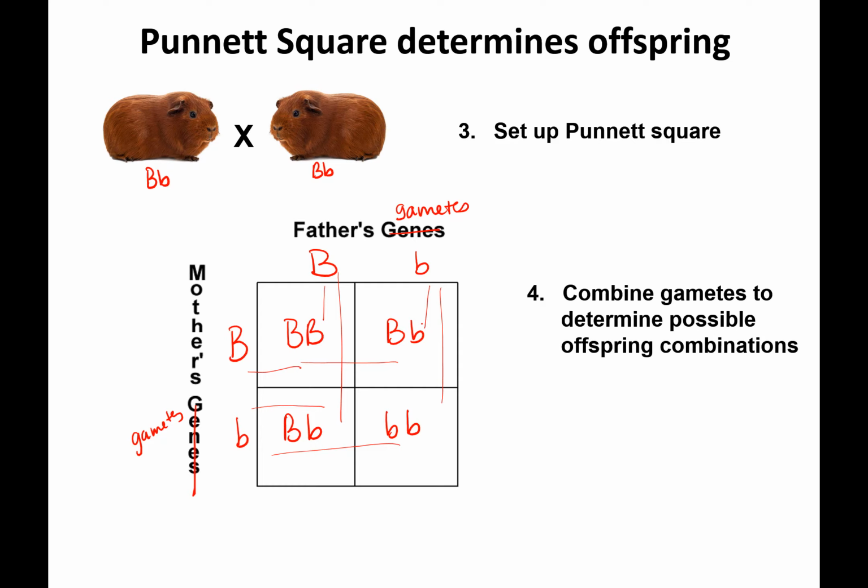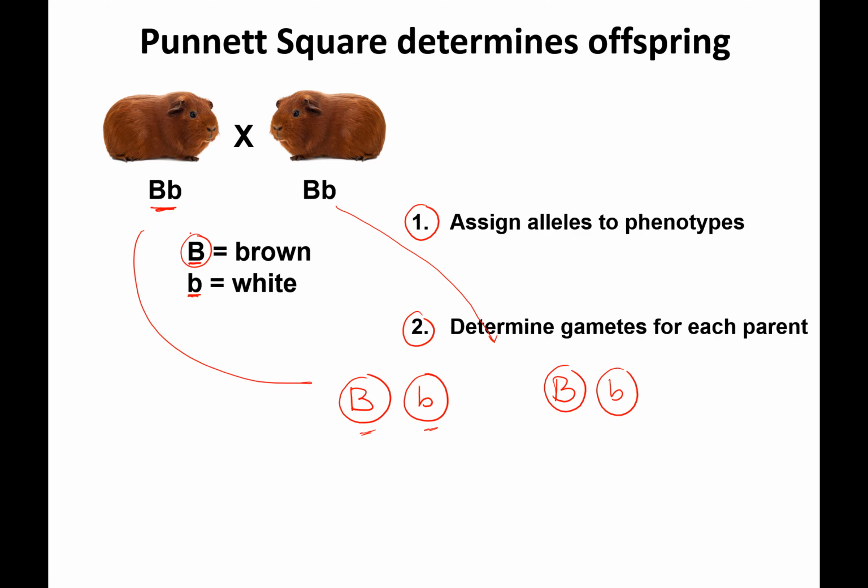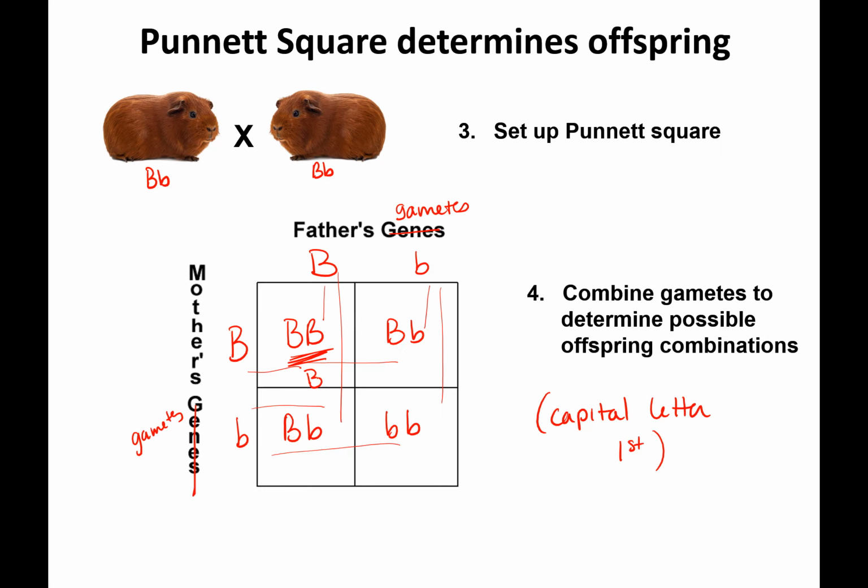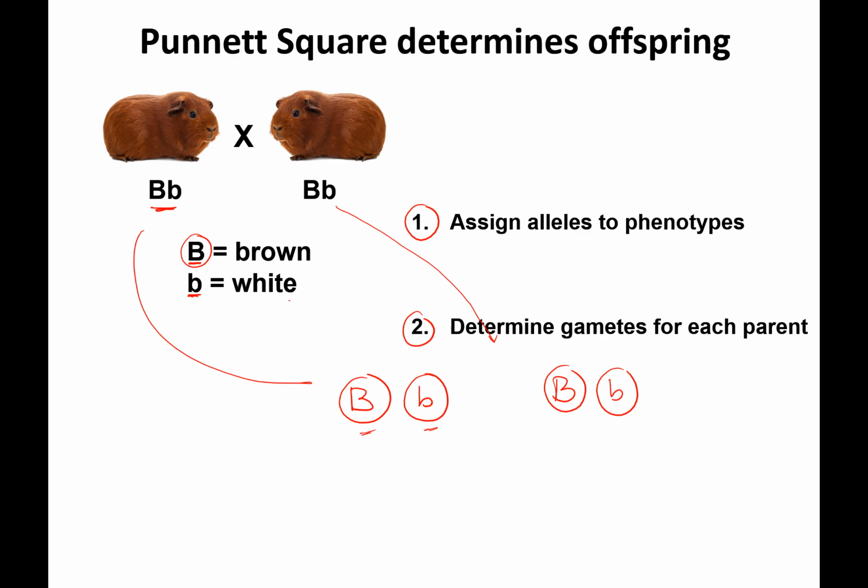Now you have diploid offspring. Remember to always write the capital letter first. Doesn't matter if it comes from mom or dad. Then the last step is to interpret the phenotype. So big B, we know back here that big B equals brown. So we're going to know that this guinea pig is brown. This guinea pig also has a dominant allele, so it will be brown, and another brown one. And here we have our homozygous recessive, which we said makes a white guinea pig.